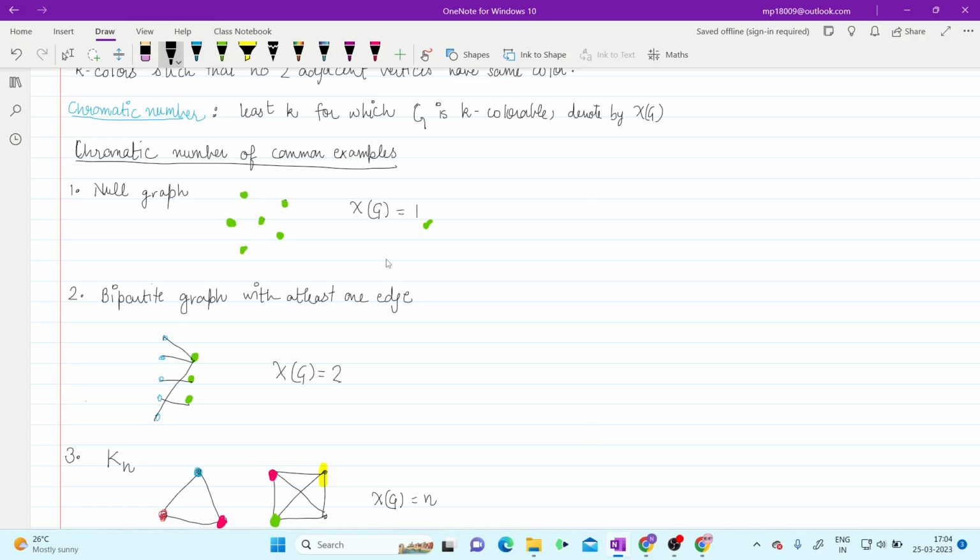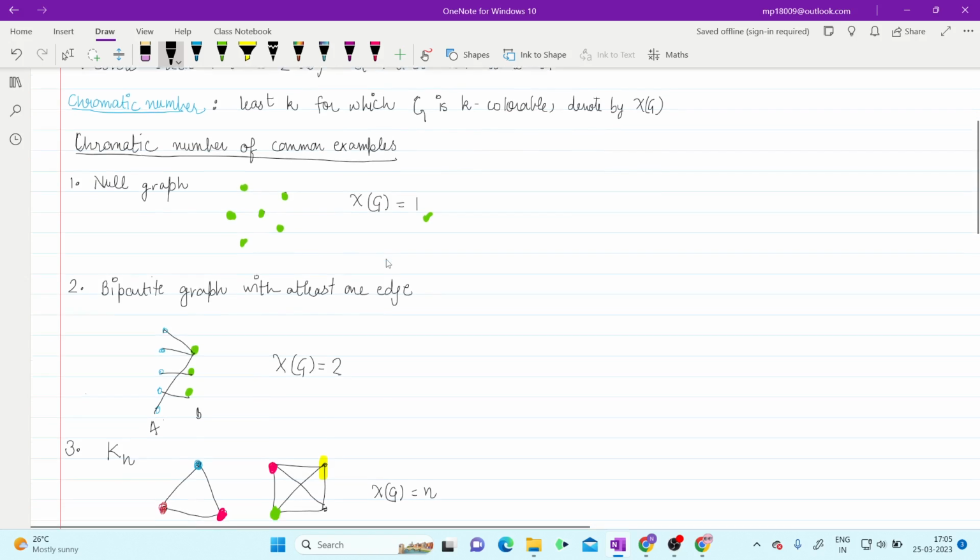Now second is bipartite graphs. Bipartite graphs are basically graphs where we have two independent sets, and all the edges are between them. So this is set A and this is set B. All the edges go from A to B; there are no edges within A or within B. Therefore we can color all the vertices of A with one color and the vertices of B with one different color. So we see that two colors are sufficient to color the vertices of a bipartite graph.